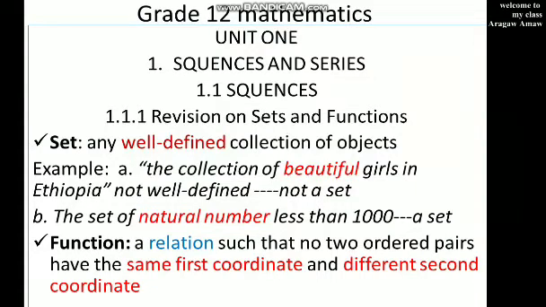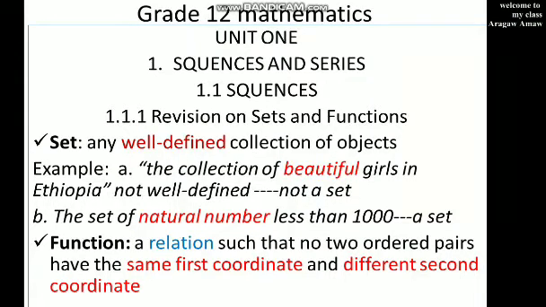Now set: any well-defined collection of objects. For example, "beautiful things" is not well defined because the word beautiful is subjective. On the other hand, the set of natural numbers less than 1000 is a set, because natural numbers are really well defined, especially the numbers from 1 up to 1000, and therefore it is a set.